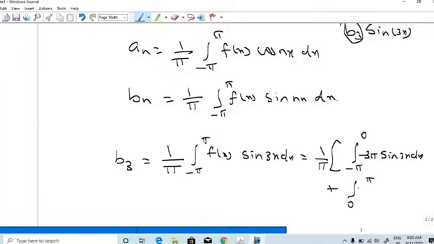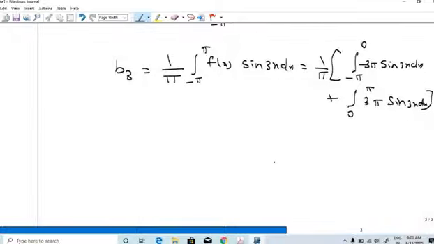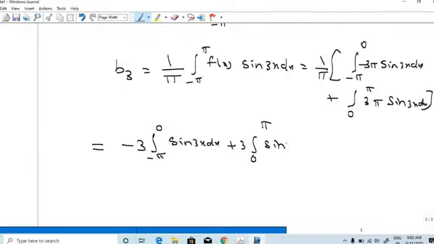The value of f of x is nothing but 3 pi sine 3x dx. Now simplify this. You can take pi outside and then cancel that pi. Therefore, minus 3 times the integral from minus pi to 0 of sine 3x dx, and plus 3 times the integral from 0 to pi of sine 3x dx.